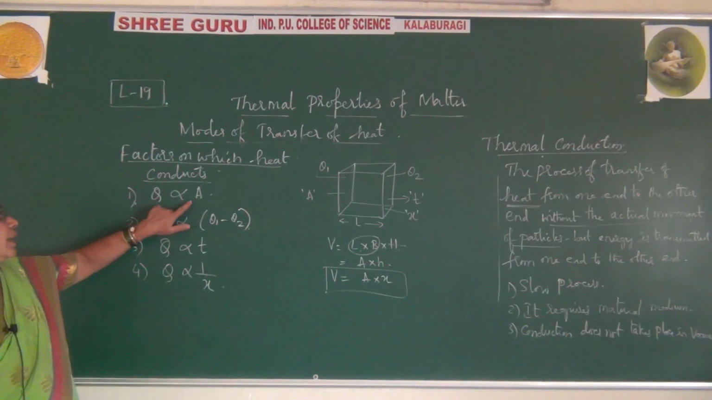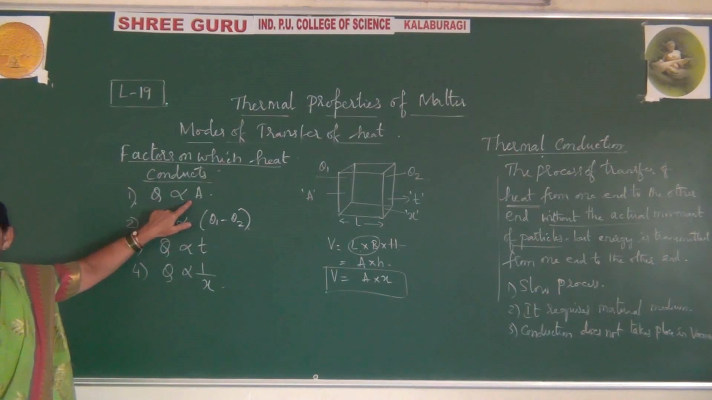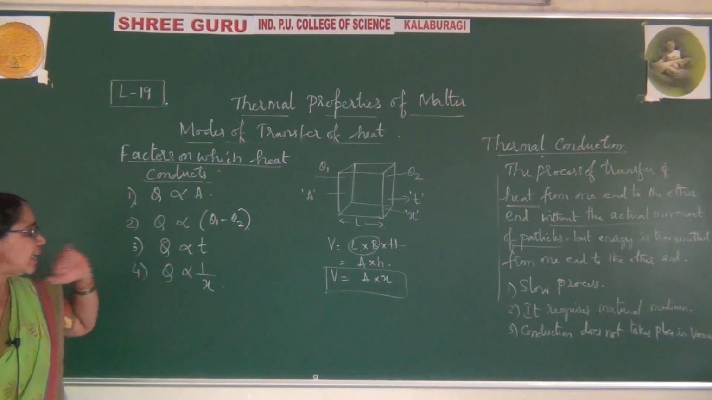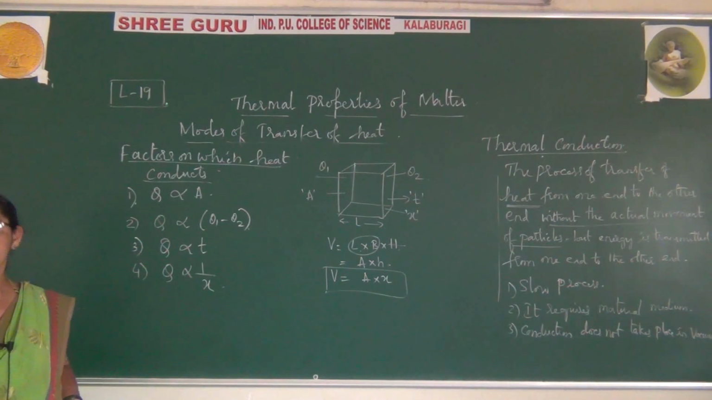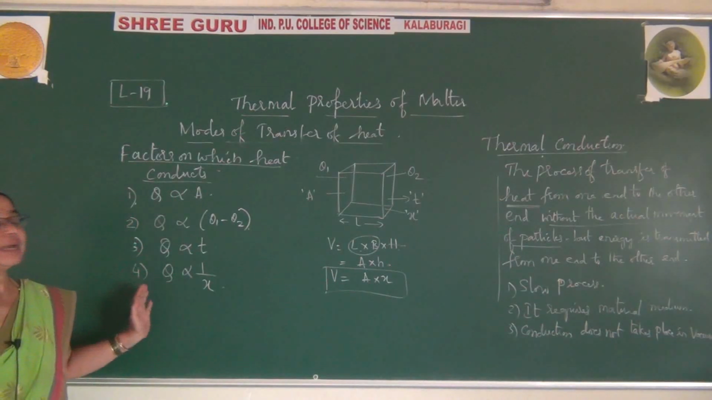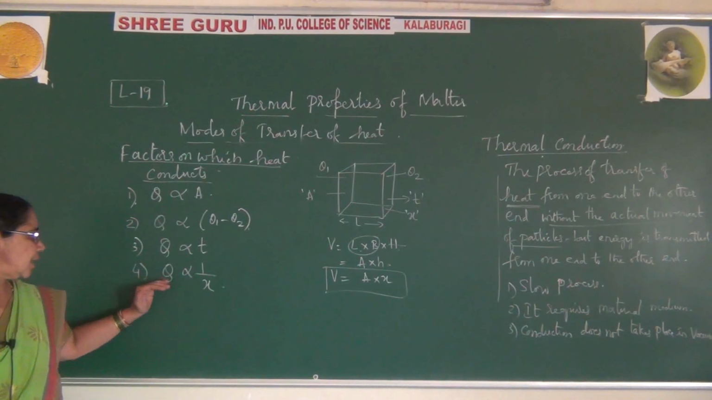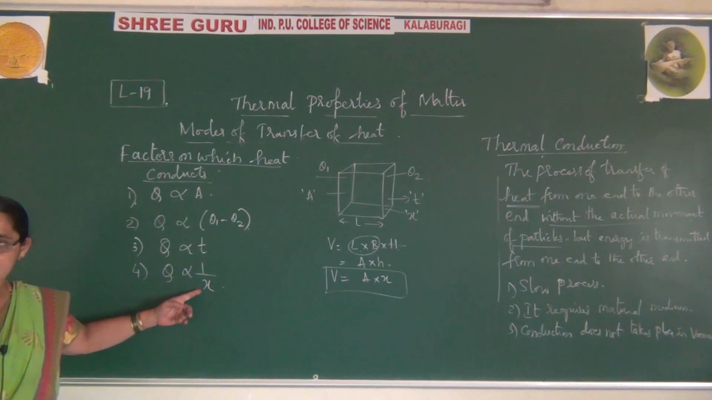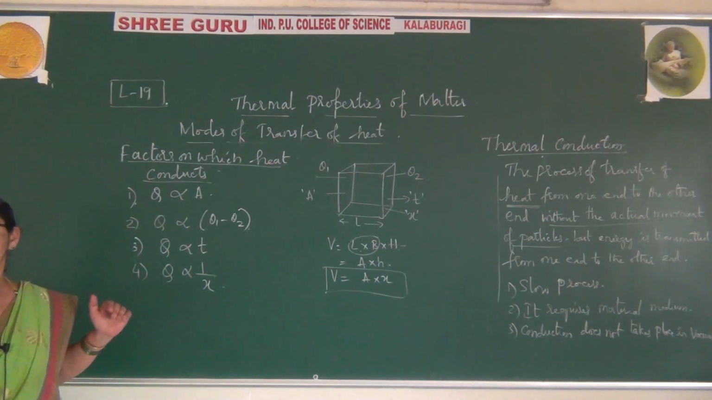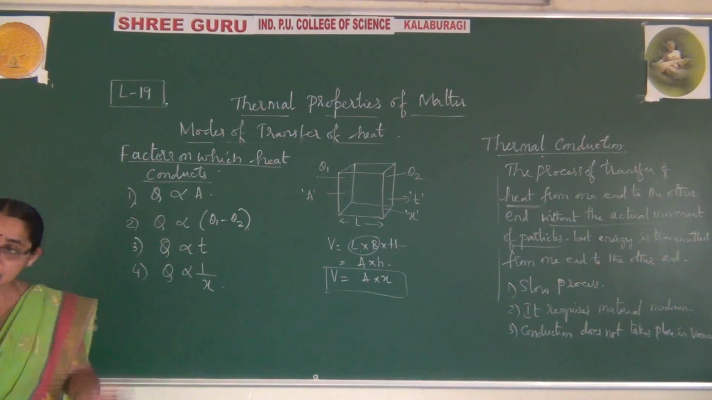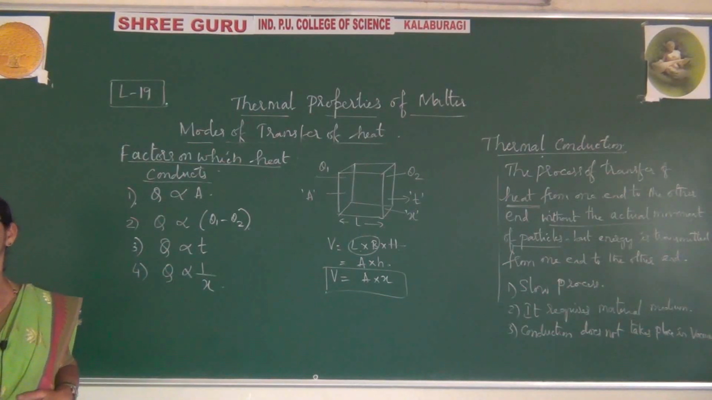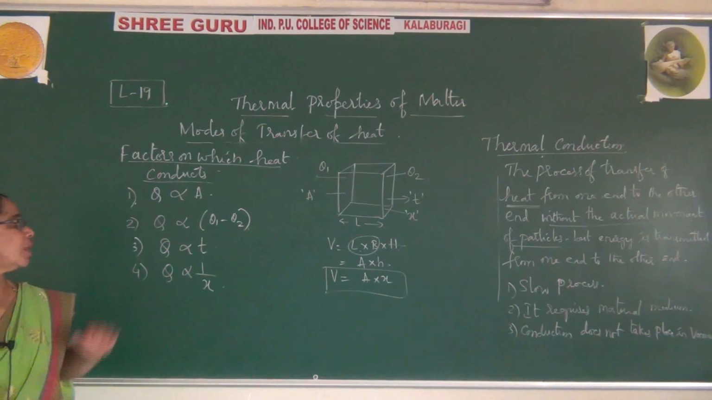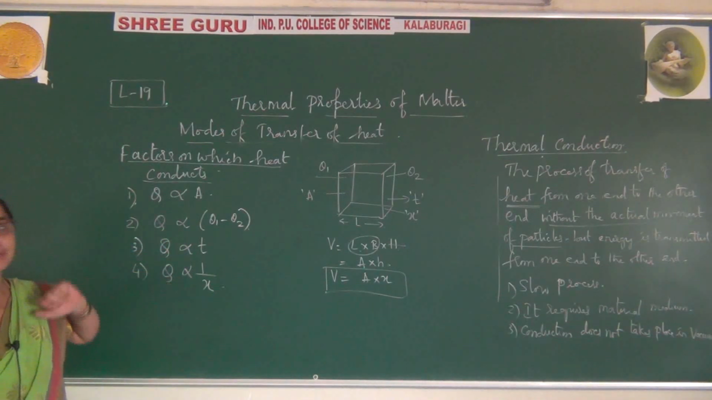So here, quantity of heat is directly proportional to area of cross section. Quantity of heat is directly proportional to temperature difference. Quantity of heat is directly proportional to the time taken to get conducted throughout the substance. And fourth one, quantity of heat is inversely proportional to the length. As the length increases, quantity of heat decreases. For this, I will give one more example and explain using temperature gradient. You will understand much better. So these are the factors. Among these, three are directly proportional, one is inversely proportional.